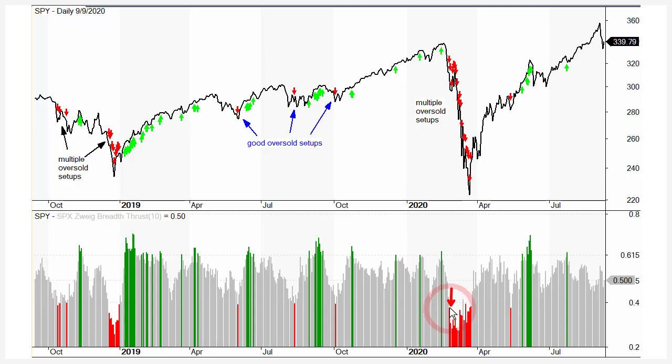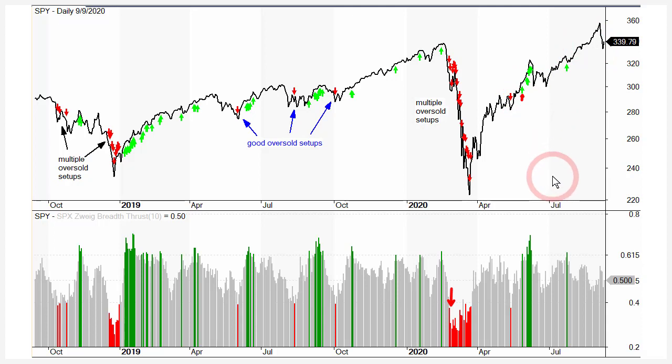I look for the setup, a move below 0.40, which shows strong selling pressure. And you can see the red arrows show when that occurred, and that was the COVID crash. And we had another one in May. And then about a couple of weeks later, we got that bullish surge. And there's that green arrow there. And that's when the bull run started.